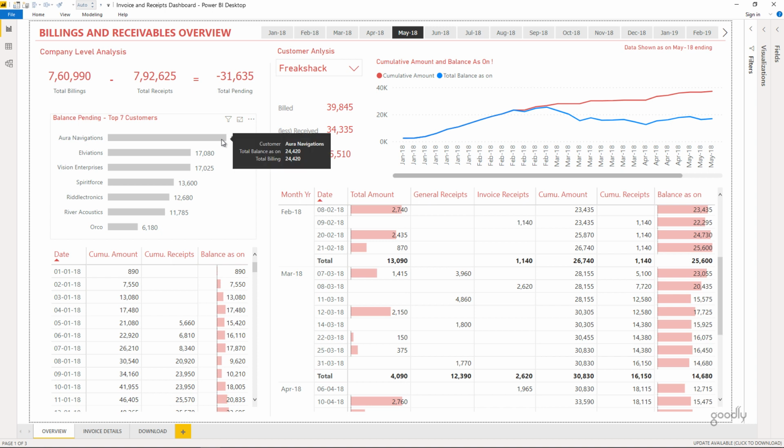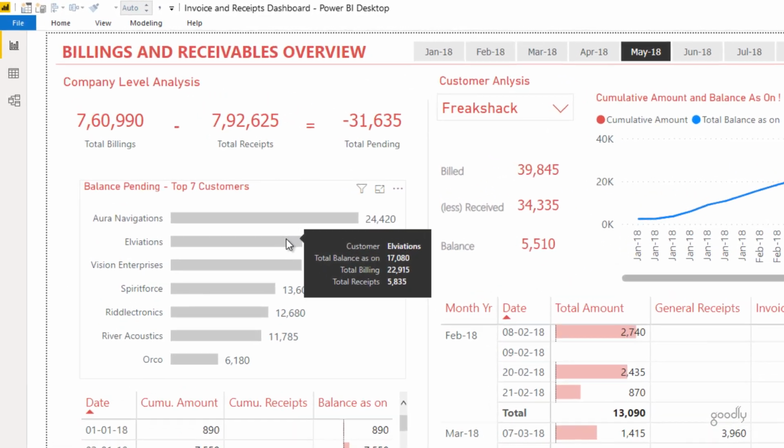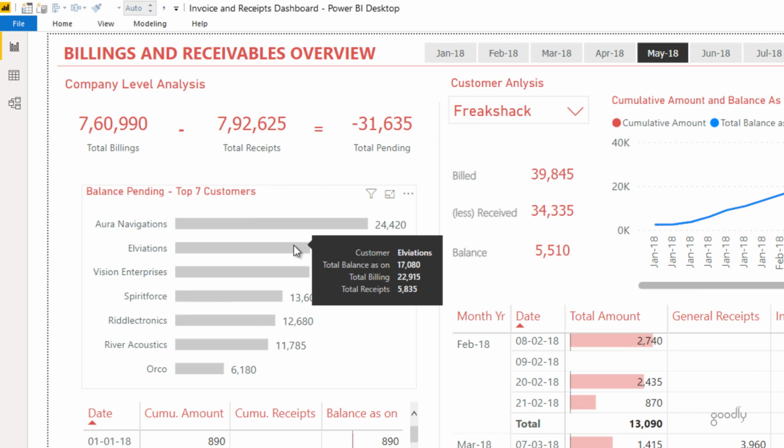And if you hover the mouse on top of that, it talks about the total billing and the balance pending. So you can see that we have billed 24,420 and the customer has paid nothing of that. Let's just take a look at the second customer. We have billed 22,915. The customer has paid 5,835 and 17,080 is still pending from the customer.